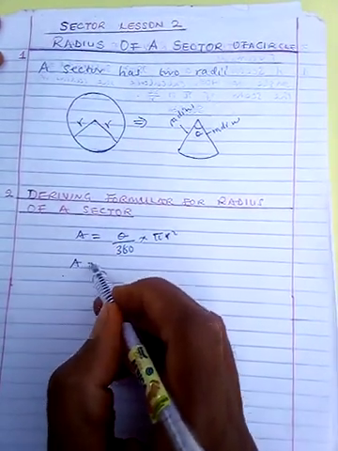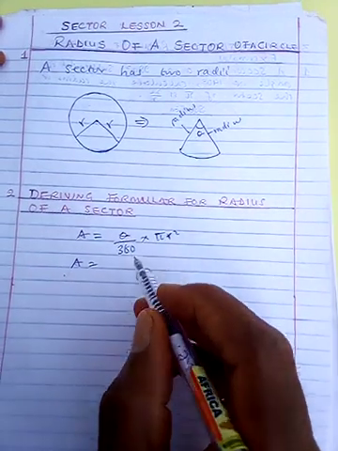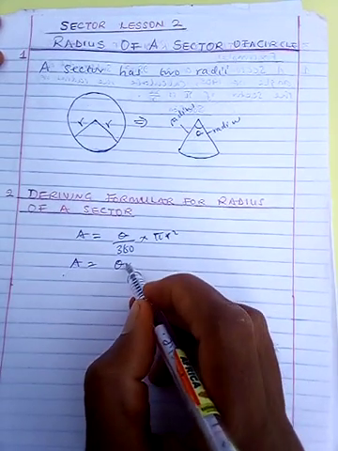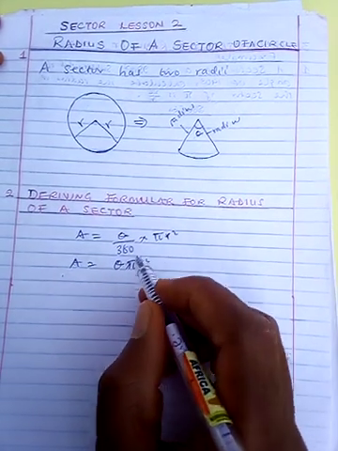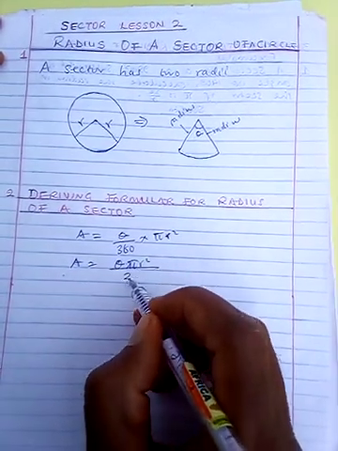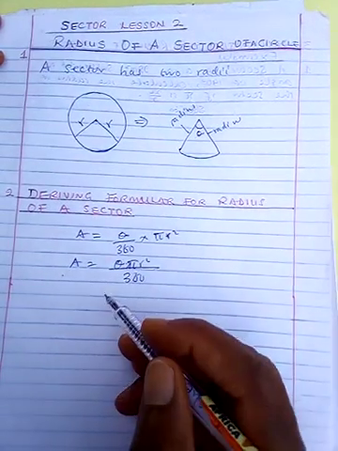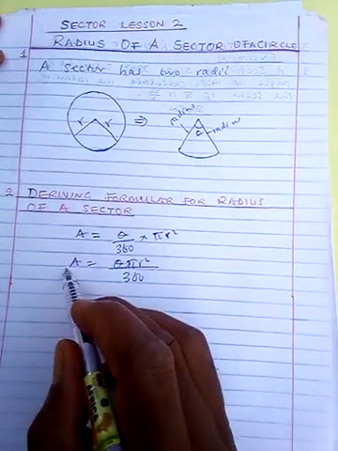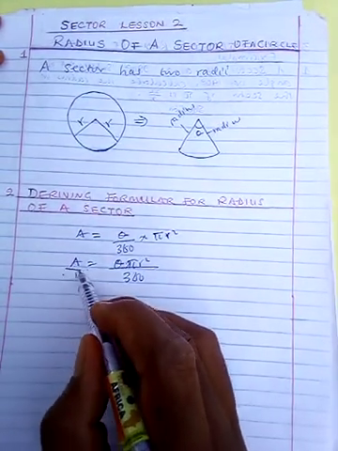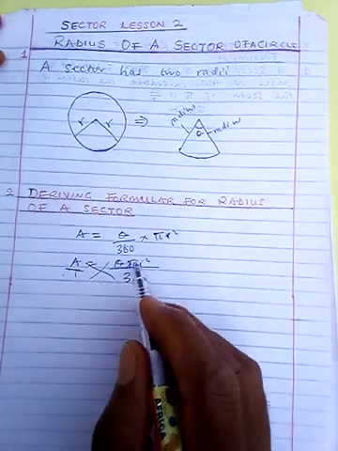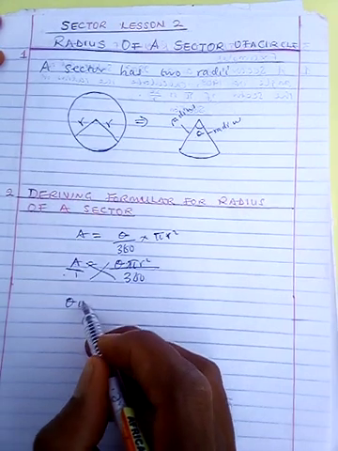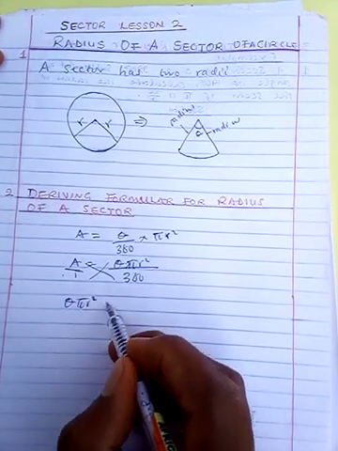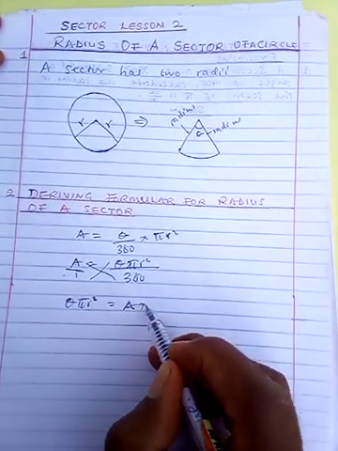As you can see, this formula can also be written as, by the time you multiply these, theta pi r squared over 360. And then we can put 1 under the area, so that we can cross multiply. Cross multiply, you start with this place. So we have this side times 1, which gives us theta pi r squared is equal to area times 360.